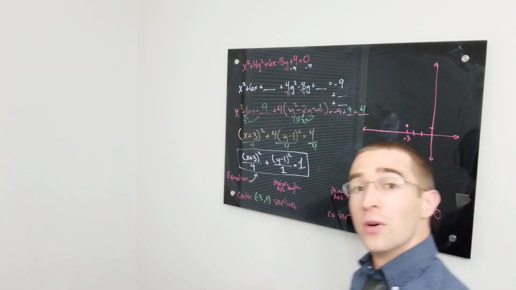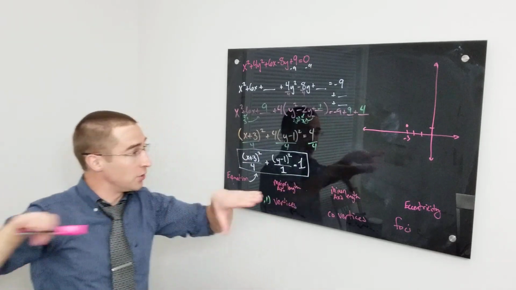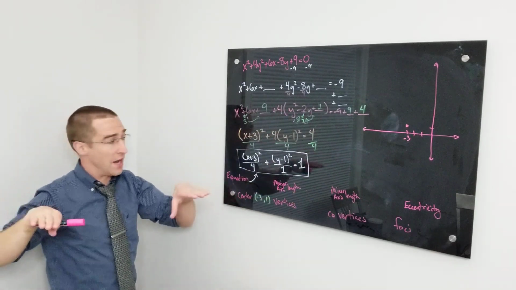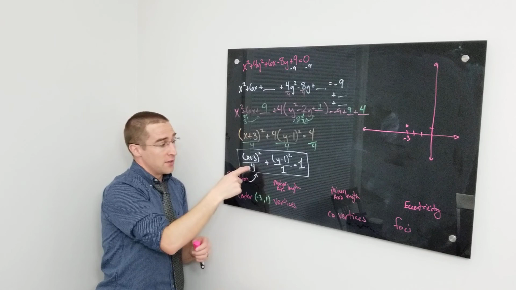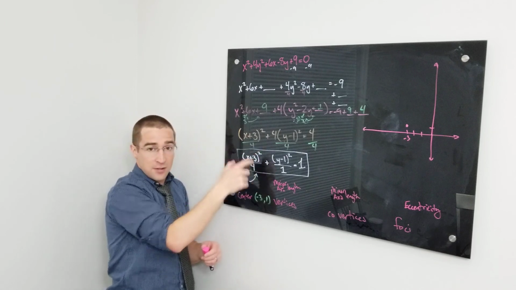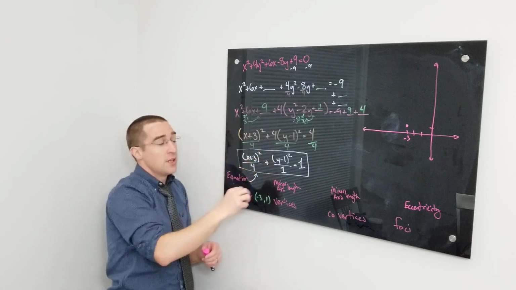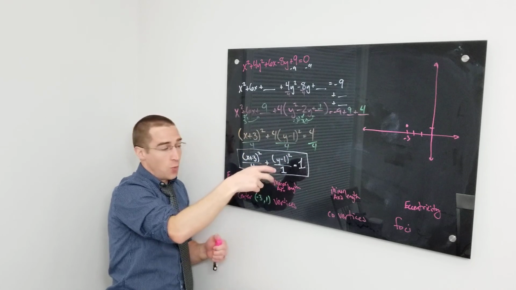Now I know this is going to have a horizontal major axis because the denominator on the x part is larger than the denominator on the y term.